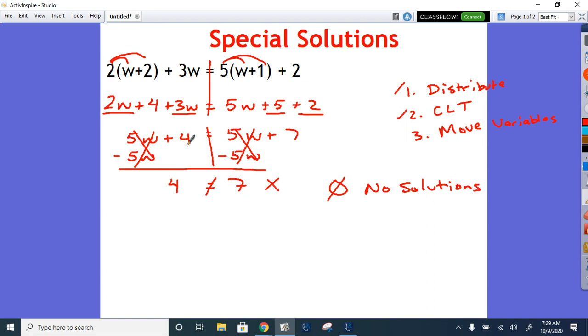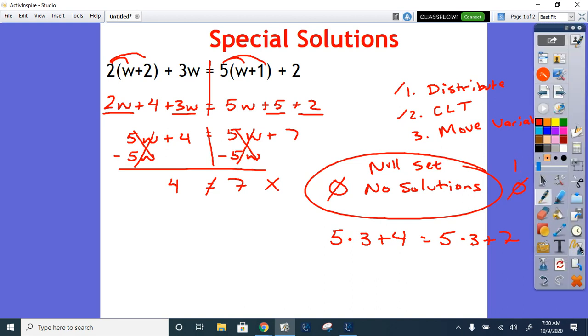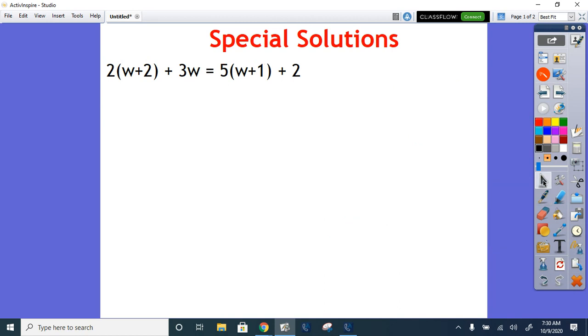And you could go back up to where we have 5w plus 4 equals 5w plus 7. I challenge you to find a number that when you multiply it by 5 and add 4, you will get the same number when you multiply it by 5 and add 7. It's just physically impossible in this case. So we have that special solution where there are, in fact, 0 solutions. In this case, we use the null set for no solutions. Okay? So right now we've gone over one solution, and no solutions. Now we're going to get to our third type of special solution.